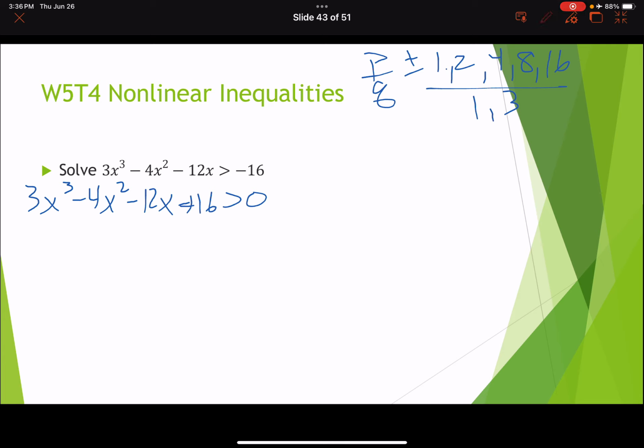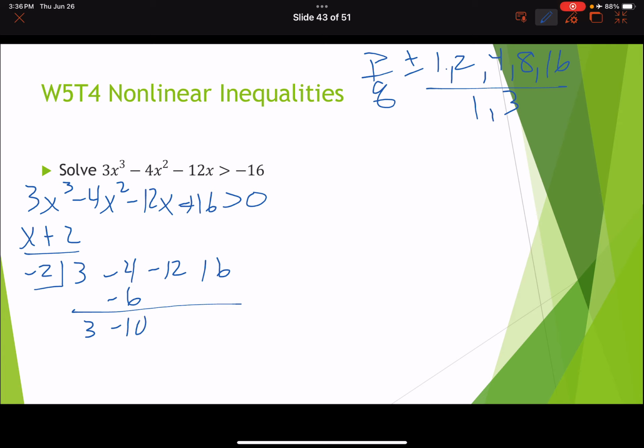Now let's try x plus 2. Negative 2, 3, negative 4, negative 12, and 16. So that's going to be 3, negative 6, negative 10, 20, 8, negative 6. There it is. So there's our factor. So x plus 2 is one of them. And then we also have down here in the solution 3x squared minus 10x plus 8. Right? So we got to think about factoring that one.